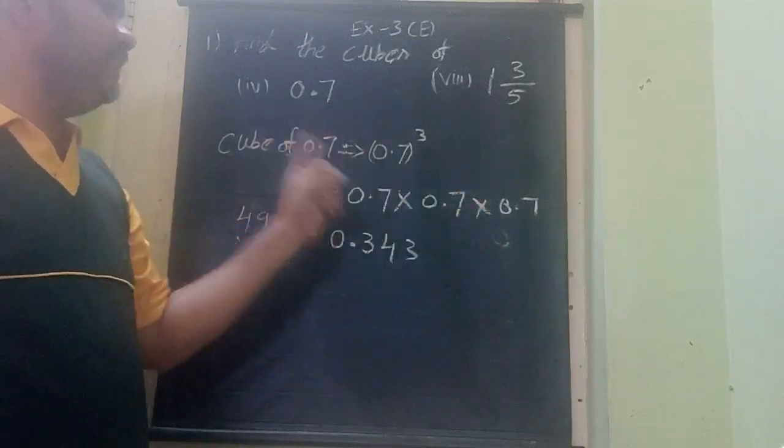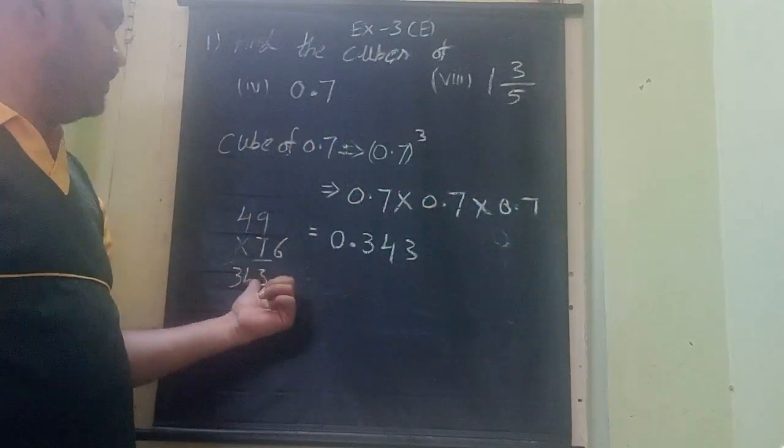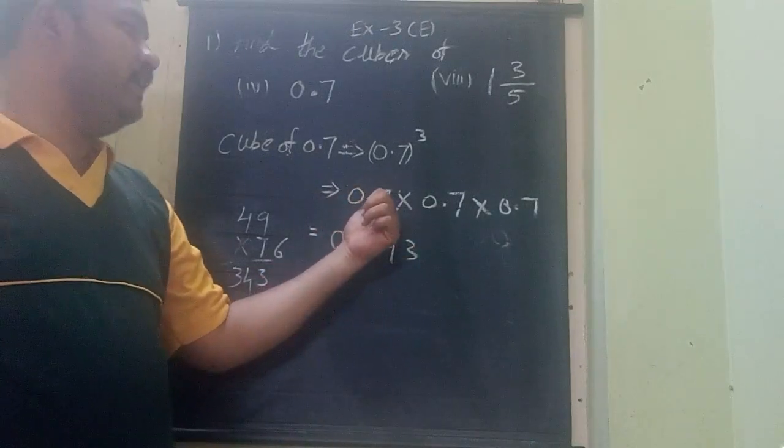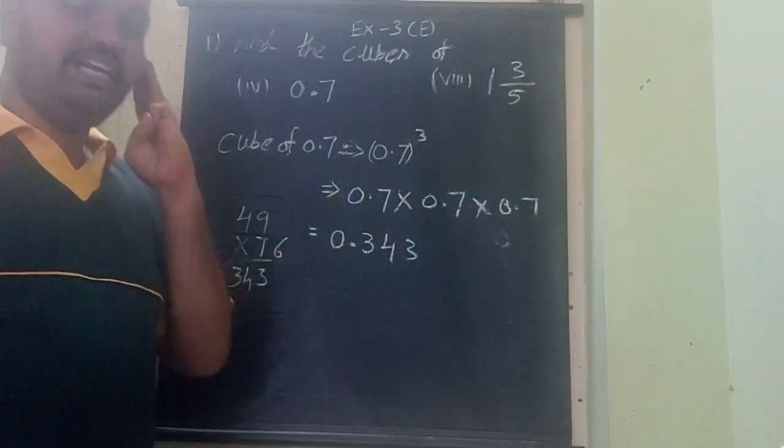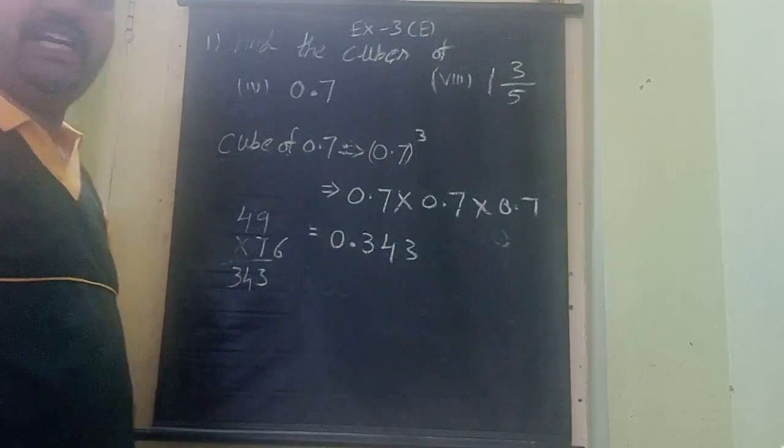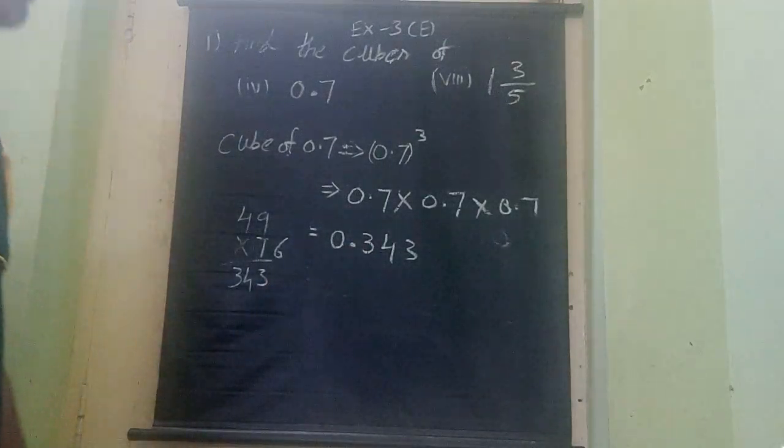7 into 7 into 7. 7 sevens are 49. 49 sevens are 343. For each 7 there is 1 digit after the point, total 3 digits. Count from back to front and keep 3 digits after the point: 0.343.